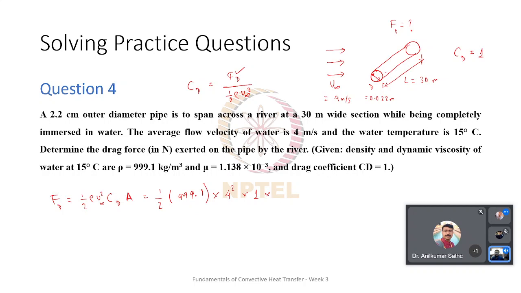The frontal area here is, if we take a projection in the direction of the flow, then the cylinder would give a projection of a rectangle. So that rectangle would have the dimensions L into D, and here we know L to be 30 meters and D is given to be 0.022. So now it's just a matter of simple calculation. Can anyone do a quick calculation of this and tell me the answer?